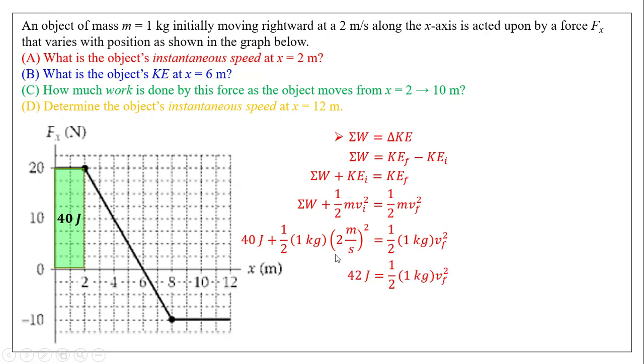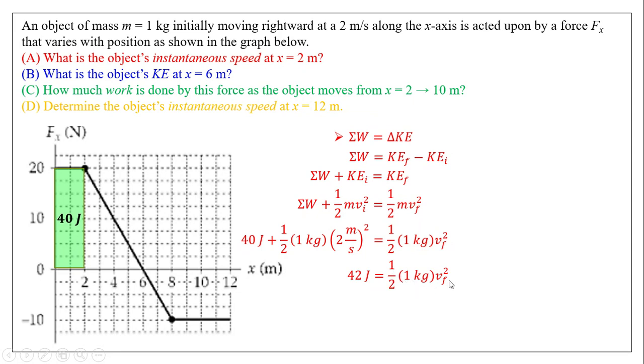On that, I'm just going to simplify the left side. Here, 1/2 times 1 is just 1/2. 1/2 times 4, because 2 squared is 4. 4 times 1 is 4. 4 times a half is 2. 2 plus 40 is 42. That's where that 42 comes from. And then last but not least, on the right side, I'm just going to leave it the same. But if you think about it, 1/2 times 1 is just 1/2.